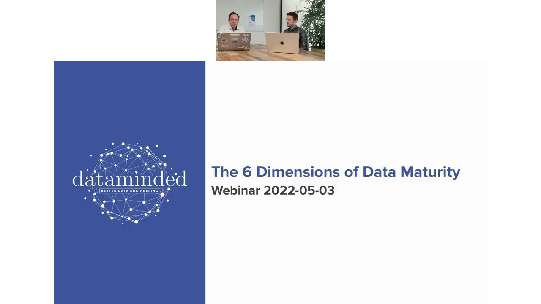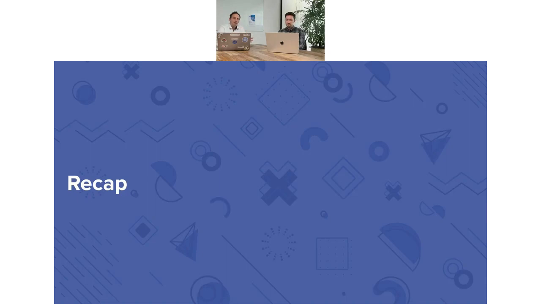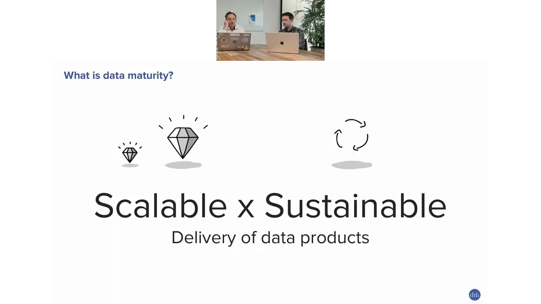I'm going to share some slides. All right, so a recap of the last event for those of you who weren't there. So we talked about why you should invest in data maturity, and we also gave a very quick, simple definition. So when we talked about data maturity, we said, well, it's about being able to, in a scalable and sustainable way, deliver data products. So there's 2 big words there, scalable and sustainable.